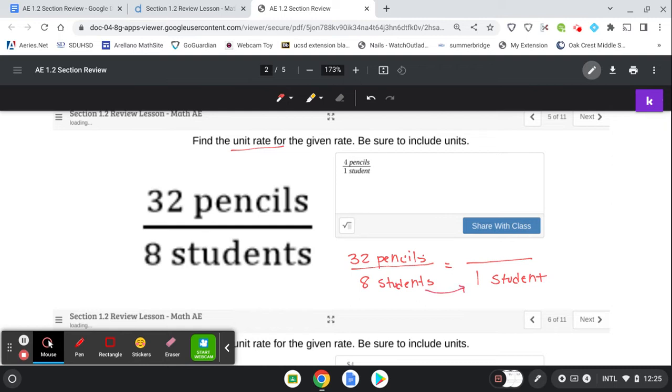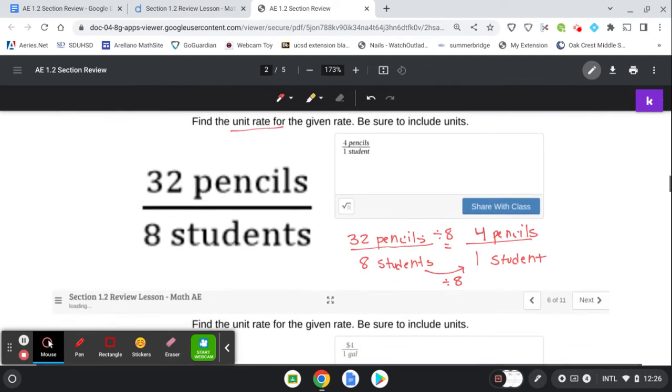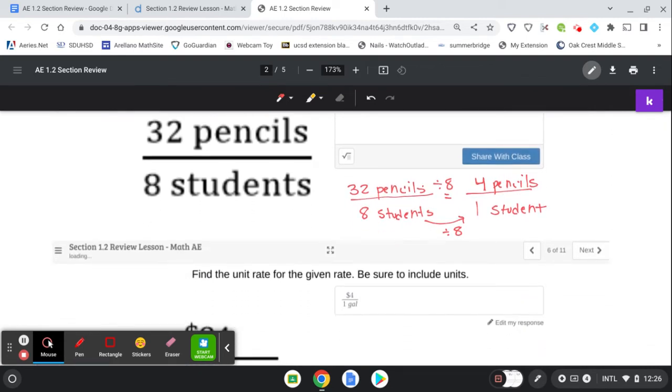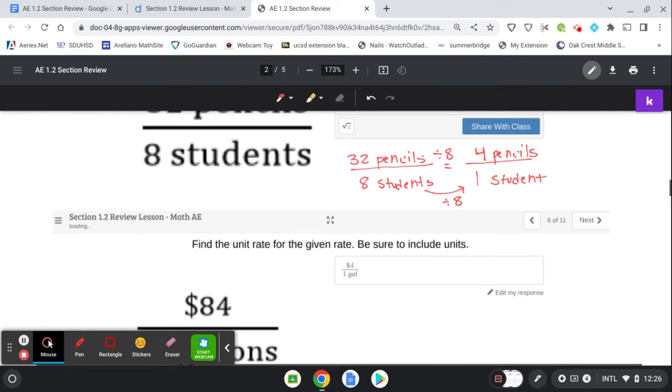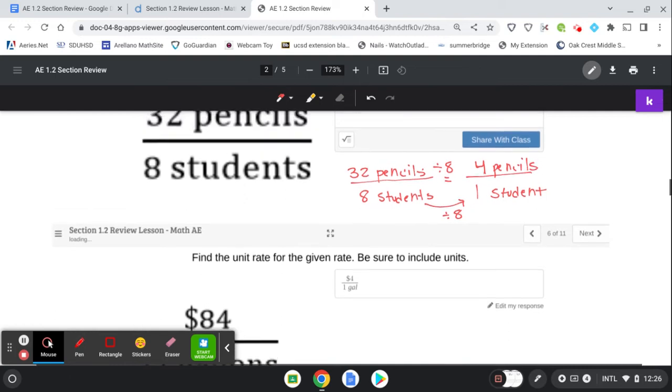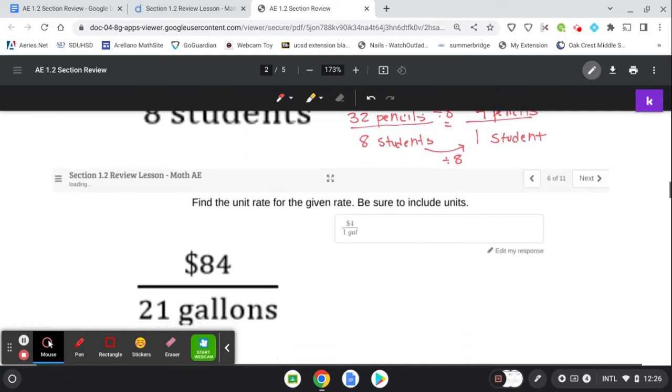So if you divide 8 by 8, you get 1. So 32 divided by 8 would be 4 pencils per student. Okay, once you've typed that up, go to slide 6.